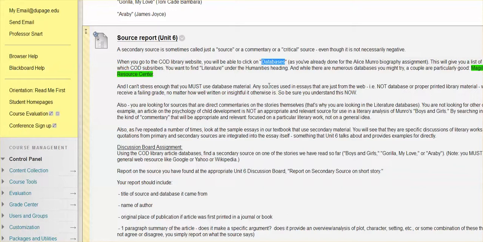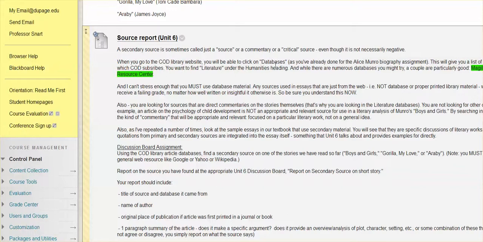So because there's something that COD pays for, like a subscription, there needs to be a mechanism to make sure that you are a paying customer. And so having a working library card is the way that happens. Okay, so that's the appropriate part.